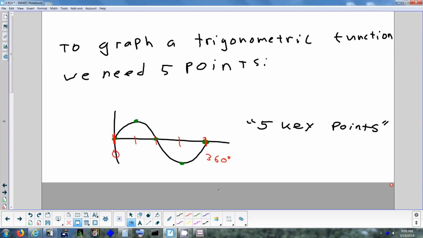If you have 360, pretend you're driving 360 miles, you're going to get there in 4 days, and you're going to drive the same amount every day. How far would you have to go each day? 90, yeah. These are all 90 degrees apart. We're going to write it in radians, but in degrees, that's 0, 90, 180 is the half point, 270, 360. Again, we're going to do it in radians, not degrees.